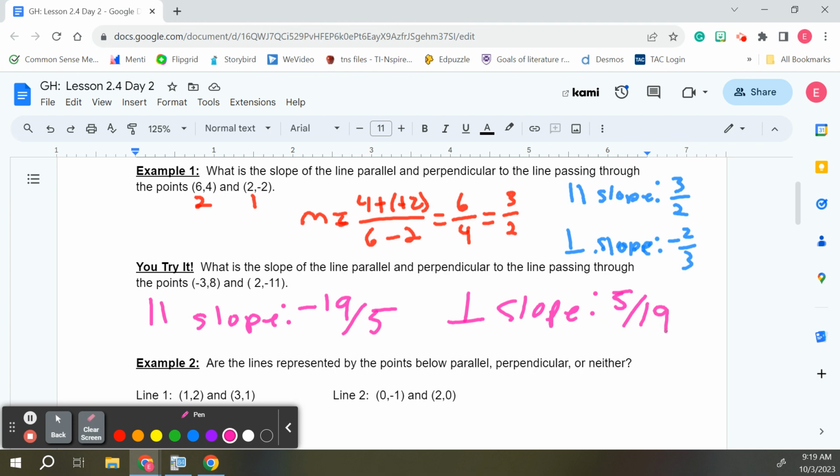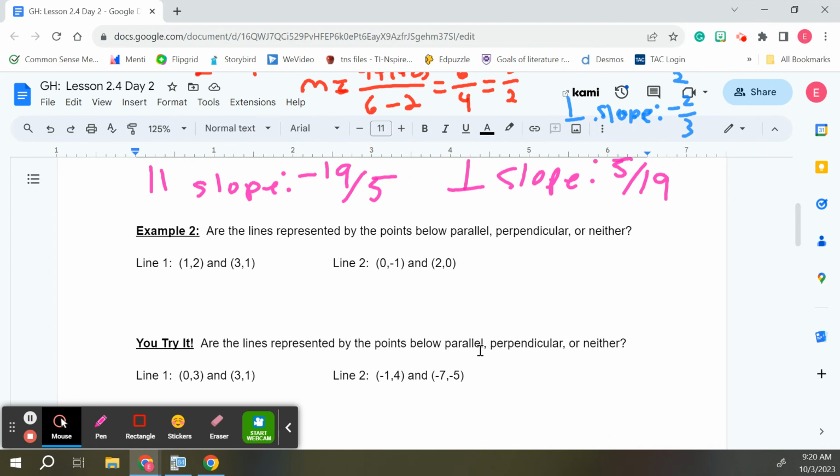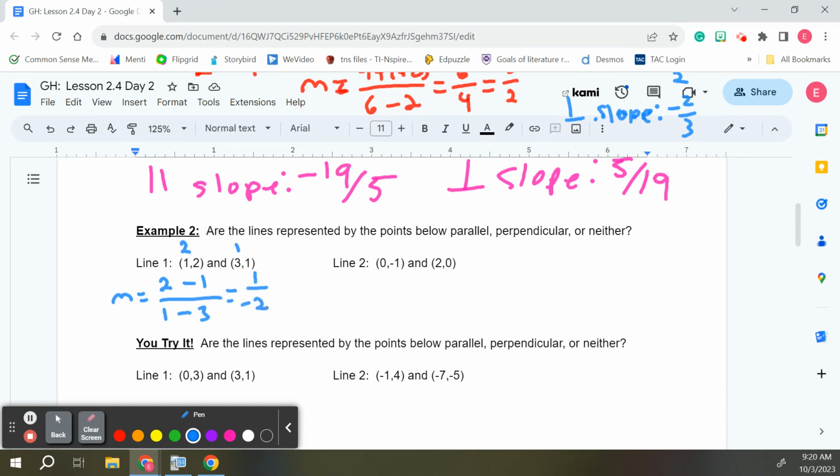All right, let's take a look at example 2. This says, are the lines represented by the points below parallel, perpendicular, or neither? So again, first step here, we're going to find each individual slope and see what we find. I'm labeling this as point 1. So the slope for this line is 2 minus 1 over 1 minus 3. This leaves me with 1 over negative 2, which is just negative 1/2.